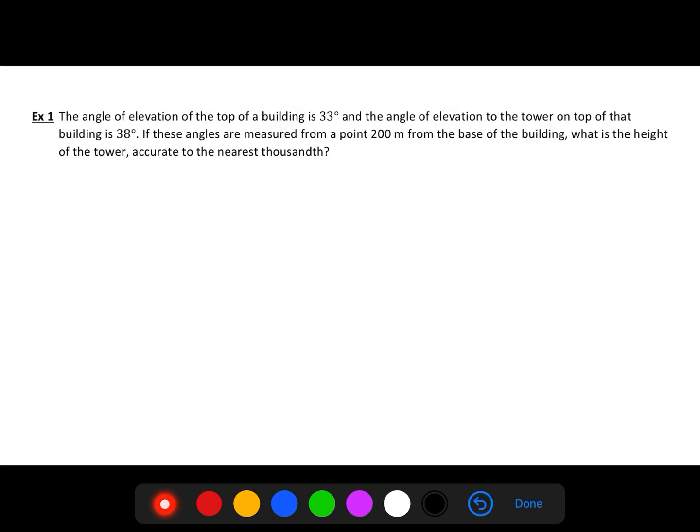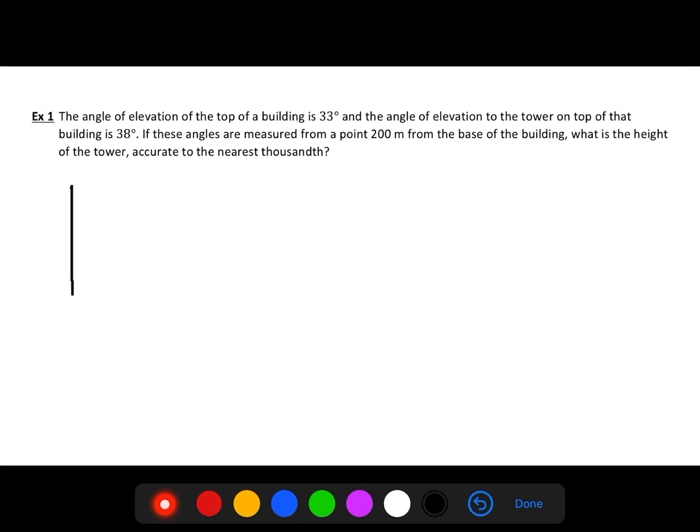Example number 1: the angle of elevation at the top of the building is 33 degrees, and the angle of elevation to the tower on top of that building is 38 degrees. These angles are measured from a point 200 meters from the base of the building. We want to figure out what is the height of the tower. So we're looking for the height of both items.